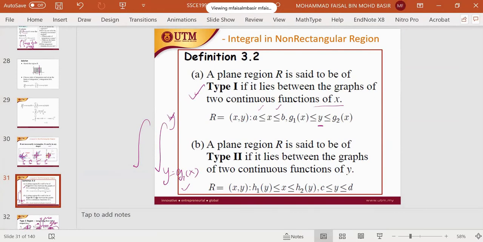You see the curve. Everything must be a function of x or constant. So remember, the outermost limit should be constant, that's why here a, b. Why type 1? Because type 1 cuts at x. Type 2 will cut at y, so your y is from c to d, and your x is a function of y.